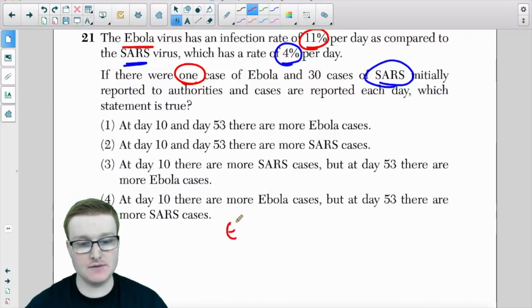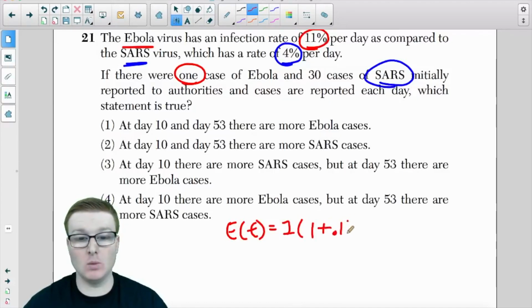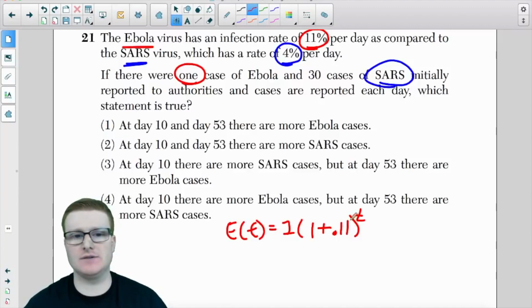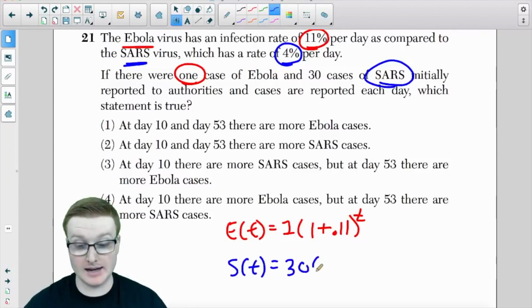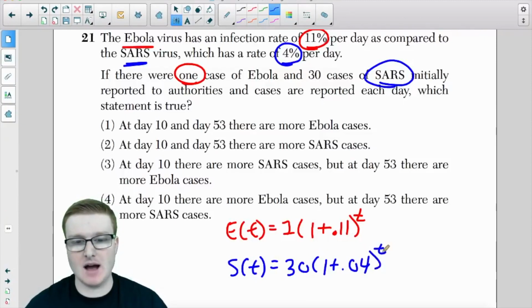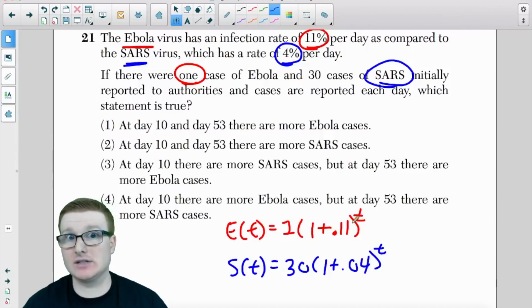So I'm going to call this E of t for Ebola. E of t is equal to the principal, which is the number 1, times 1 plus 0.11 raised to the t power. Why is it plus? Because you're getting more people sick. It's a positive rate of increase. Then, the SARS virus, so S of t, is equal to the initial amount of 30 people, got it? So it's 1 plus 0.04. Remember to convert those percentages, raised to the t power. We don't know the t because it's saying at day 10. So obviously we're looking at when t is equal to 10 days.